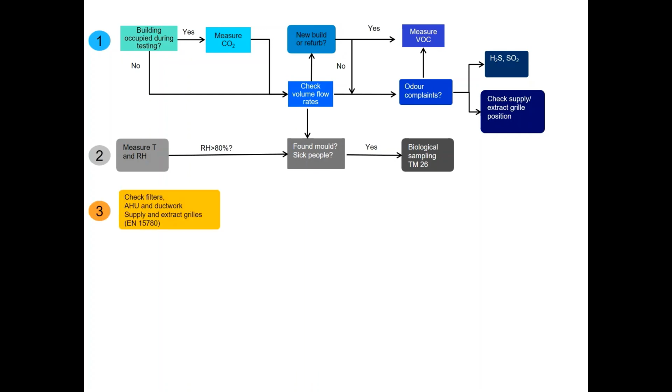The next step would be to check the filters of the air handling unit, the supply and extract grills that work in accordance with EN 15780. And we could measure particles such as PM2.5 and PM10 and nitrous oxides. And if they are too high, or we live in a highly contaminated area, we could investigate the possibility of installing higher class filters.